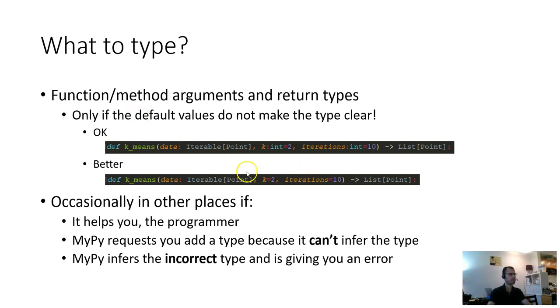So that's the main place that I would annotate types, for the inputs and the outputs of functions or methods. Now, occasionally you might want to annotate in other places. For example, if it helps you think as the programmer, do it. If MyPy requests that you add a type somewhere because it can't infer the type, then I do that to help MyPy out. And sometimes MyPy infers the incorrect type, right? In which case I can again specify the type explicitly so that MyPy is checking what I want.